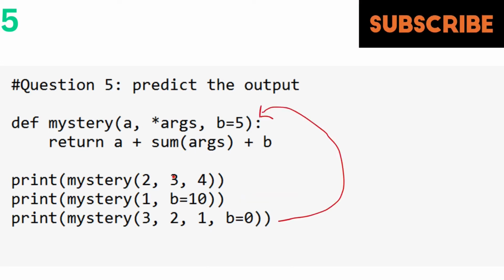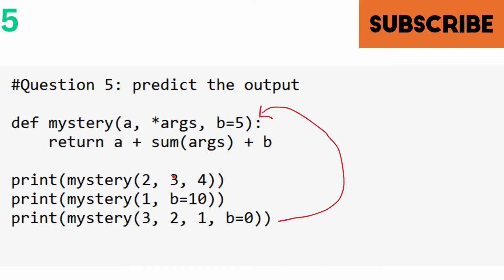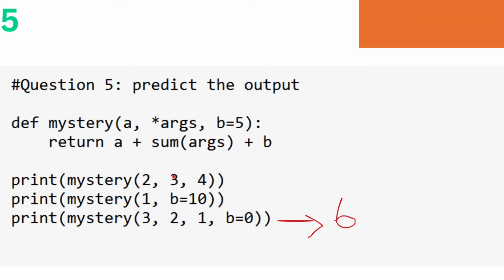And now the final function call here. 3 will be assigned to a, and 2 and 1 will be the tuple. It is the value of those arguments. And b is going to hold 0 instead of 5. So by performing the addition operation, what will be our output? 3 plus 2 plus 1, simple, right? Yes, that's it. I hope you got your outputs correct.